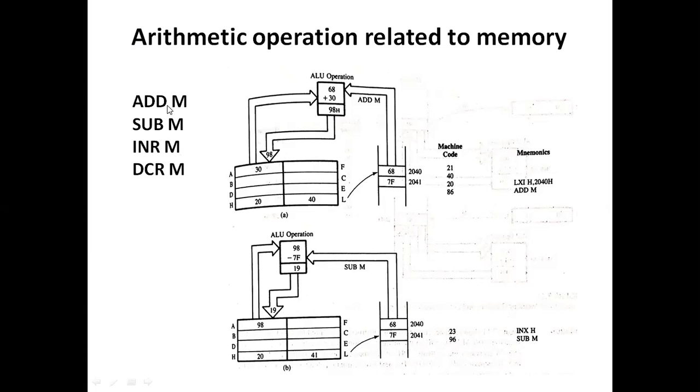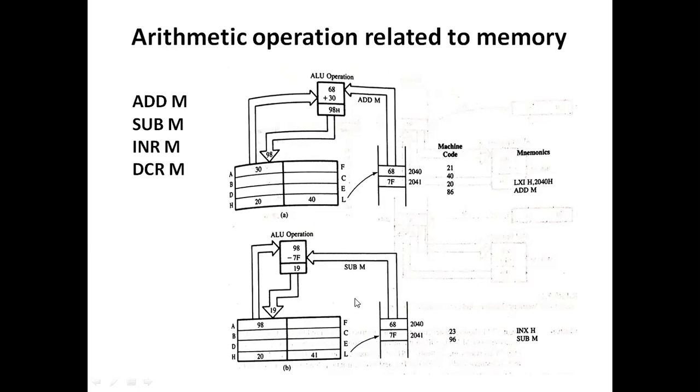If we are saying that add M, so what will happen? It means accumulator is already having some kind of data. And HL pair is having 2040. So whatever is the content of 2040, that is 68, that 68 will be added with the content of accumulator, that is 30. 68 is added with the 30 and will give 98 in the form of a result, and this result will be stored in the accumulator itself.